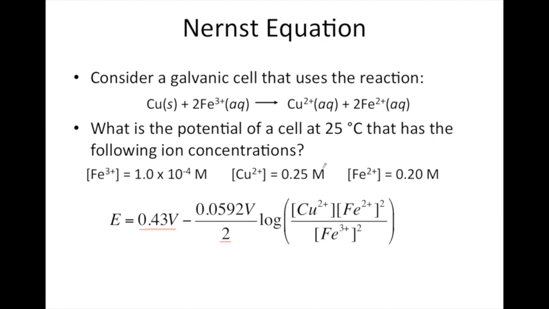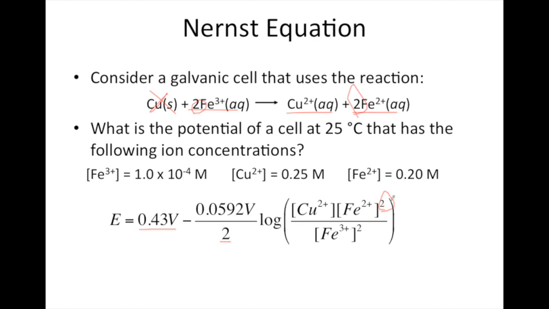Q is going to equal the concentration of products: the concentration of aqueous iron 2 plus, squared because we have a coefficient of 2, divided by the concentration of aqueous iron 3 plus, again squared. We do not need copper in our equilibrium constant or our Q equation because copper is a solid. We do not include solids or pure liquids.